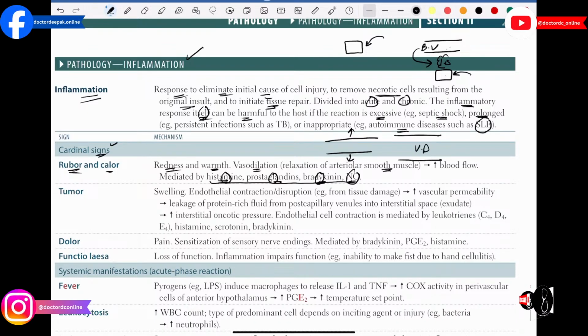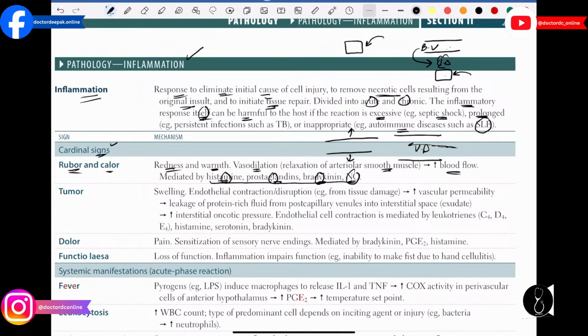So this is the important mechanism. You guys have to understand the mechanism behind vasodilation, and you know that when vasodilation occurs, the blood flow to that tissue or organ of the body is going to be increased, and when the blood flow increases, that area will become more red and more warm. So this is the mechanism of why during the inflammation the injured part looks red and warm. This is the important mechanism. Then after that we have to understand the other cardinal sign.